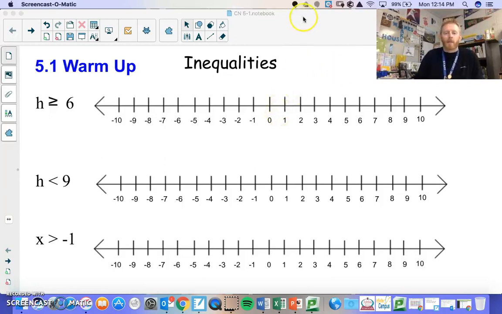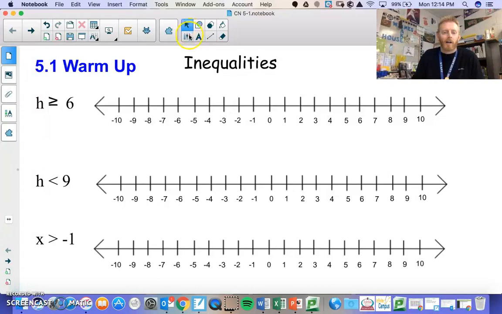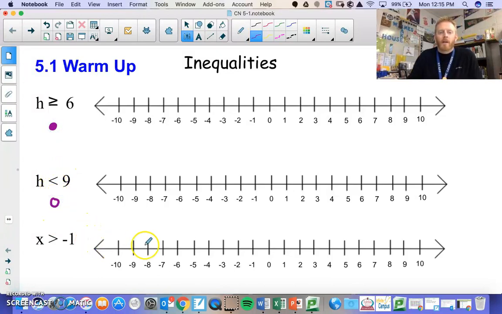So just as a reminder of things that you learned in previous years or lessons, we're going to be able to graph these things. If I have an "or equal to," it's going to be a closed circle. If I do not have an "or equal to," it's going to be an open circle. So that's how we're going to distinguish the difference between our graphs here.